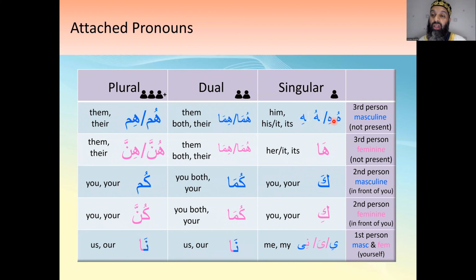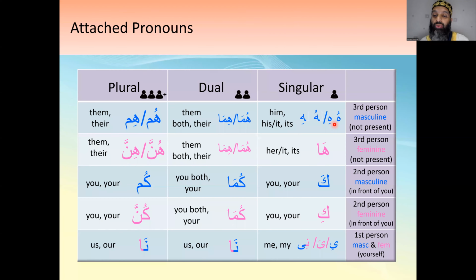Abu Bakr radiyallahu anhu, may Allah be pleased with him. Aisha radiyallahu anha, may Allah be pleased with her. So these are the endings that change the meaning of the word. Kitabuha is her book. Kitabuka is your book. Kitabuki is your book, feminine. Kitabi is my book. Now you can put these endings on other nouns and the same outcome will come.